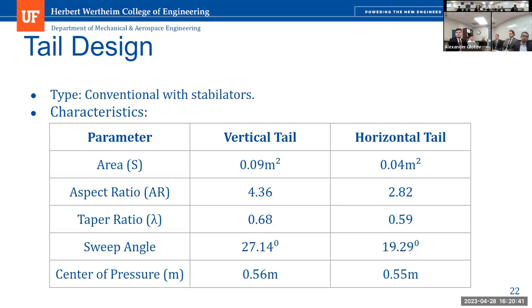Also, we designed the tail based on the parameters that were recommended by the textbook for the area, aspect ratio, taper ratio, and swept angle. But after running a stability analysis during the research part, we came to the conclusion that using the original parameters, the plane will be unstable. So we had to modify them and alter the dimensions to the ones that are seen on the table right now.